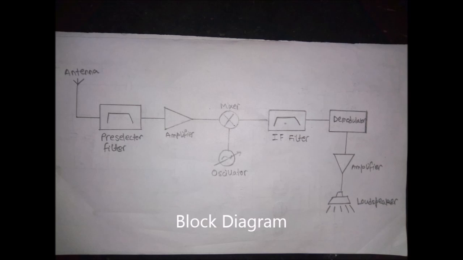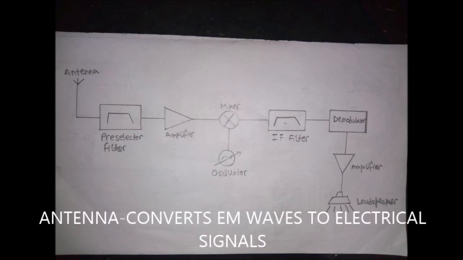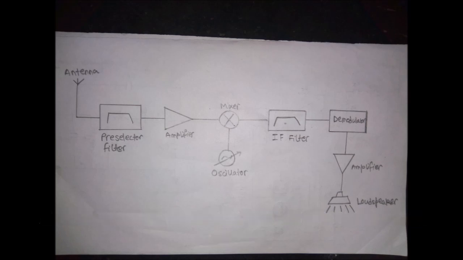Now I am going to explain the flow of information in the circuit. The input signals available to the circuit are electromagnetic waves, but the circuit works on electrical signals, and the antenna serves the purpose of converting the EM waves to the electrical signal. The electrical signal from the antenna contains all possible frequencies. The preselector filter filters out the frequencies of the radio band. The output signal of the filter is very weak, so an amplifier is used to amplify the signal.